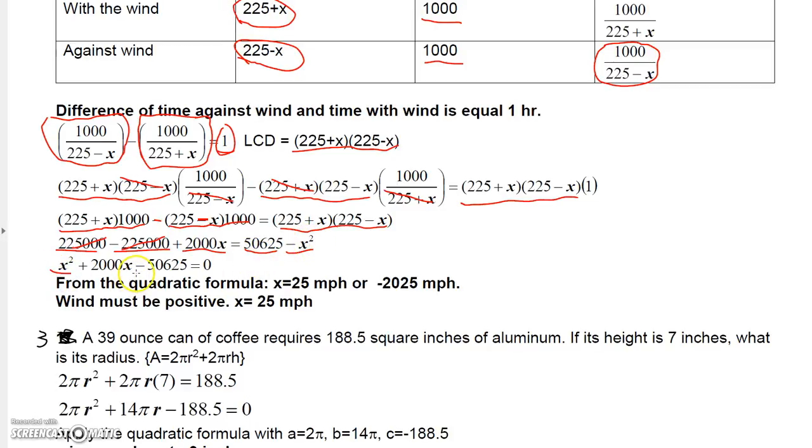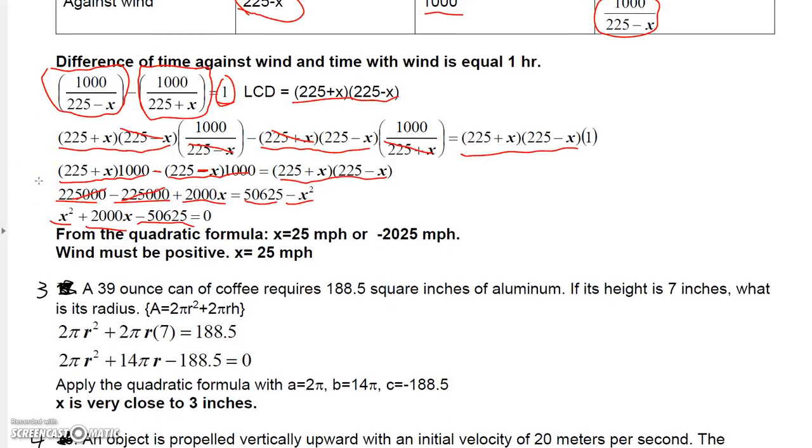I get minus 50,625 here, and I get 2,000x in the middle. Now, I just used the quadratic formula to solve this. You can use whatever you like; if you want to try to factor it, feel free to do so.